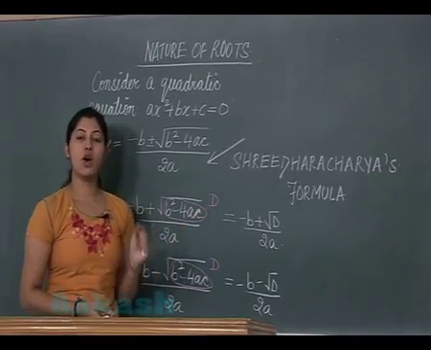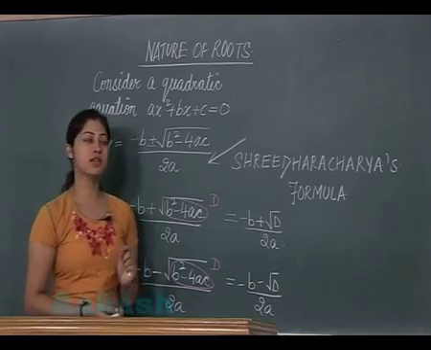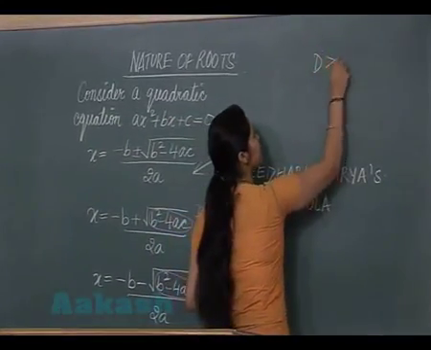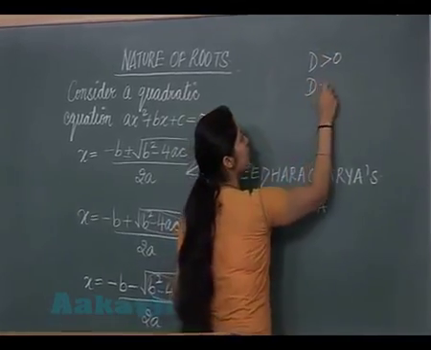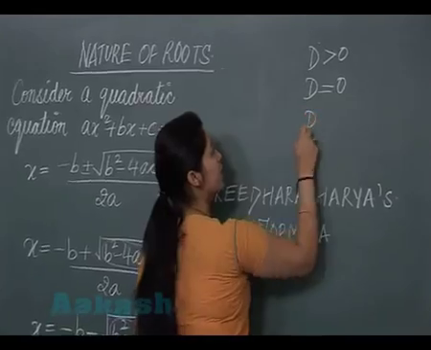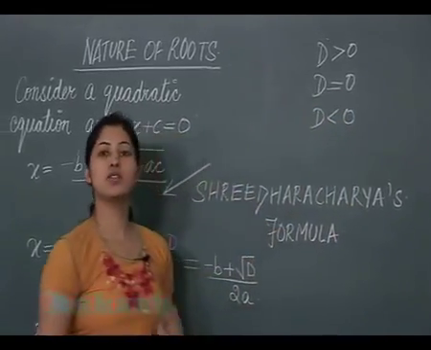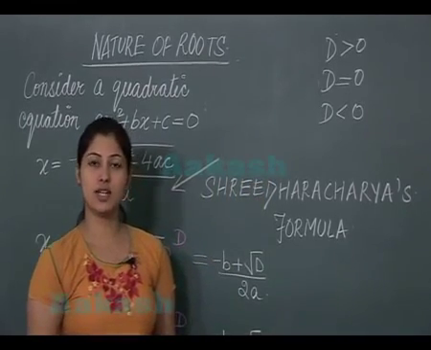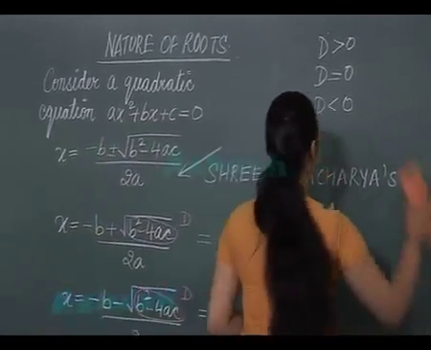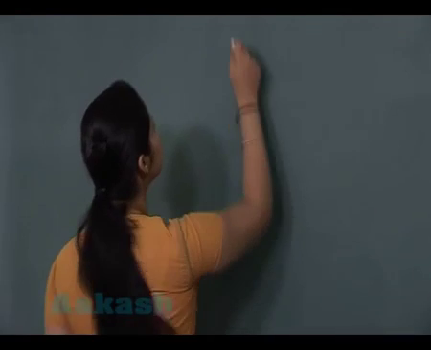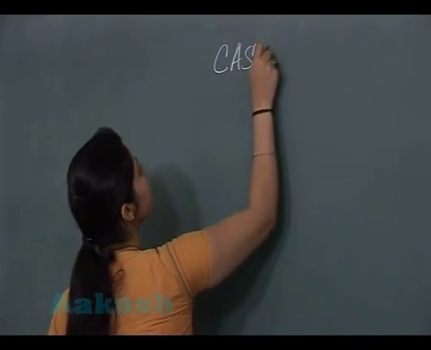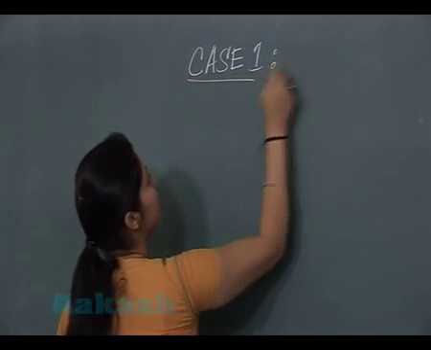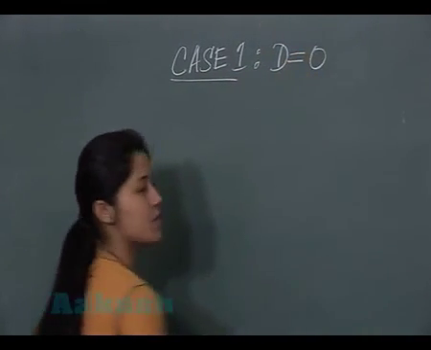Now discriminant or D can be of three types. First, it will be greater than 0, or it will be equal to 0, or it will be less than 0. So D is of three types. Now we will consider these three cases: greater than 0, equal to 0 and less than 0. Now students, we will discuss the case 1 where D is equal to 0. So we will take case 1. Here D is equal to 0.